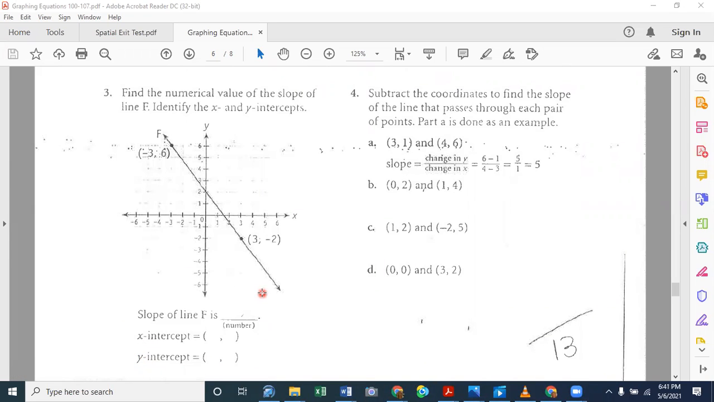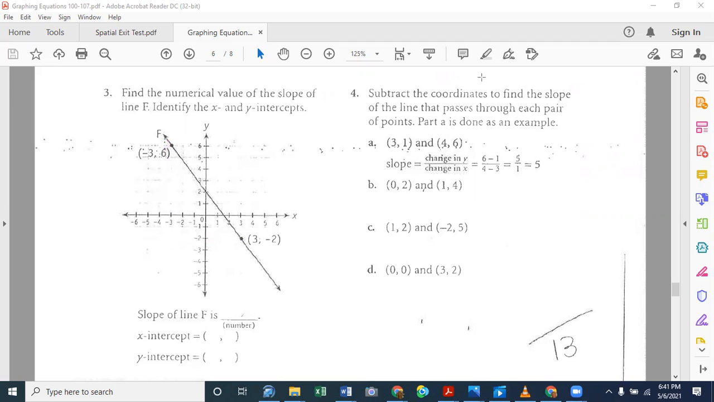So finding the slope, you have a couple of options. You can do rise over run, like we just showed you. You can either go left and then up, or you can go down and then right and do rise over run. Notice, what is that value of that slope? Is it going to be positive or negative? Right, it's going to be negative because it's going downhill.